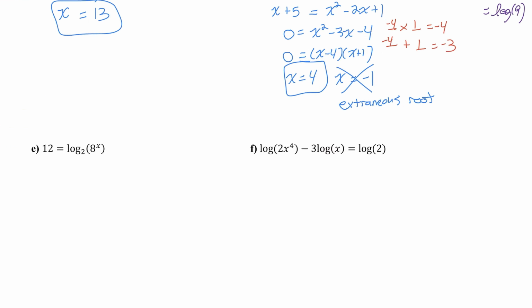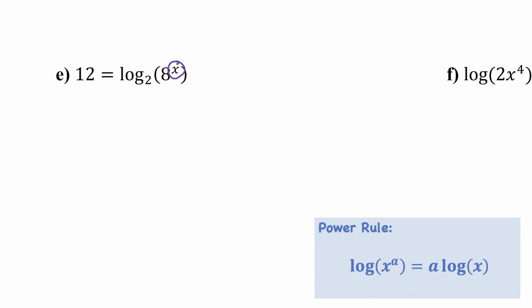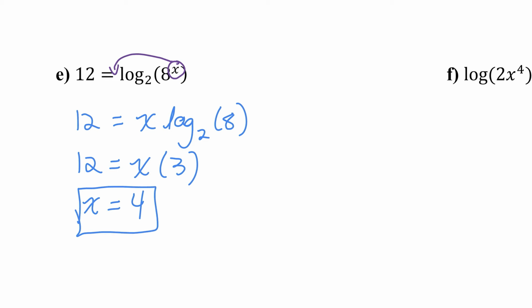Oh, we actually have 2 more equations to do. Part E, I actually see I can solve this in just a couple steps. I can take that exponent of the argument, which is my unknown x, I can use the power rule and write it as the coefficient of the log right away. So I have 12 equals x log base 2 of 8. I know what log base 2 of 8 is. What exponent goes on 2 to get 8? That's 3. Divide both sides by 3, I get x equals 4. And you could check that in the original equation, and you'll find out that that is the correct answer.